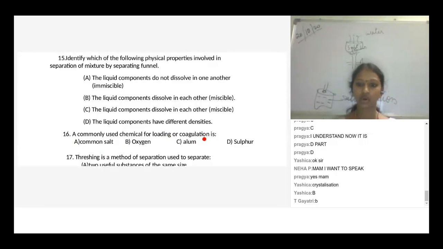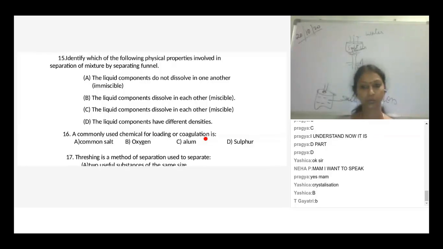Commonly used chemical for loading or coagulation is? What do you mean by loading and coagulation? Loading I know, but coagulation. Loading is nothing but coagulation. When we add something that attracts all the solid particles around it, we can find the solid particles set to one side. It attracts all the solid impurities. What is left is nothing but pure liquid.